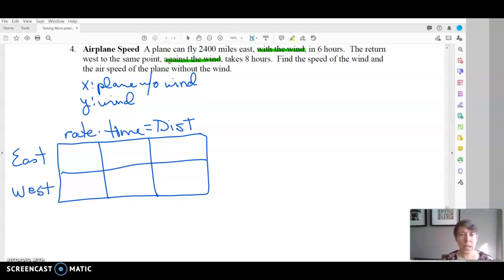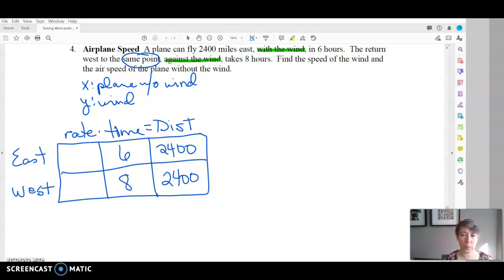Now, we know that the plane is flying 2,400 miles east. That is a distance. So we're given 2,400 miles here. Well, and then it says in 6 hours. Okay, so it took them 6 hours to go 2,400 miles east. But then they return west to the same point. Okay, that same point there is telling us it was the same distance. 2,400 miles west, but this time it took 8 hours.